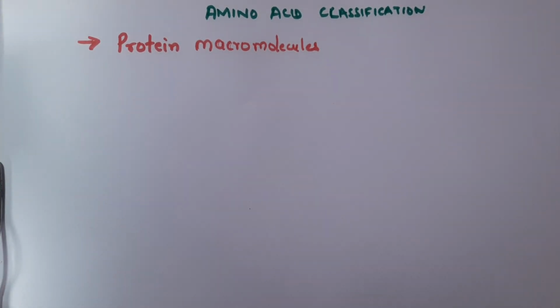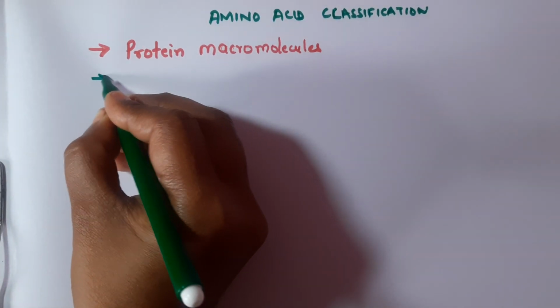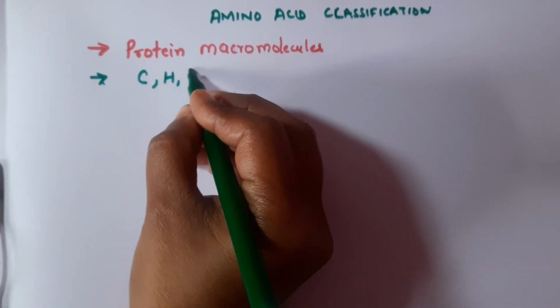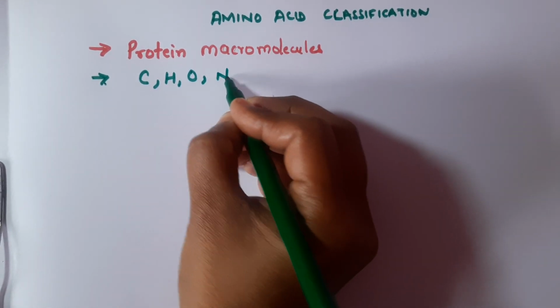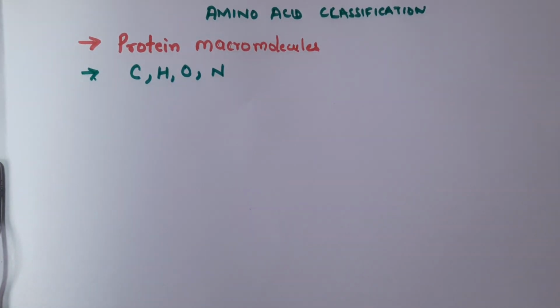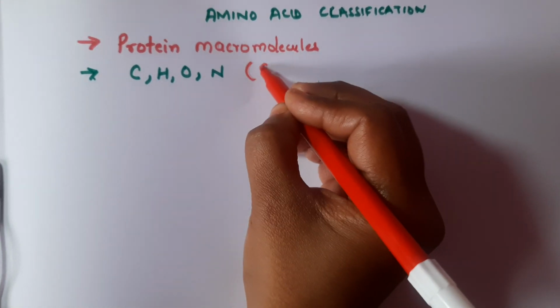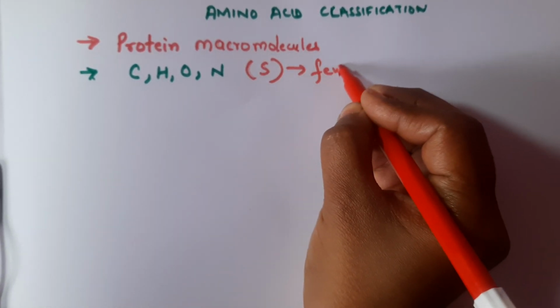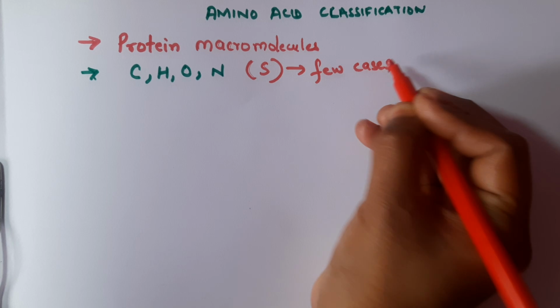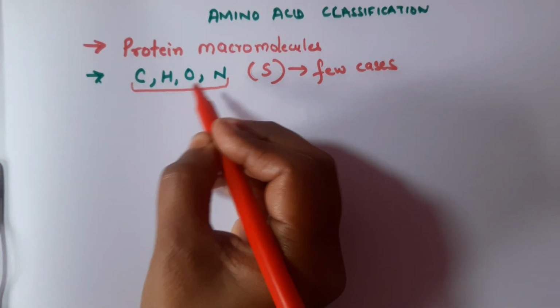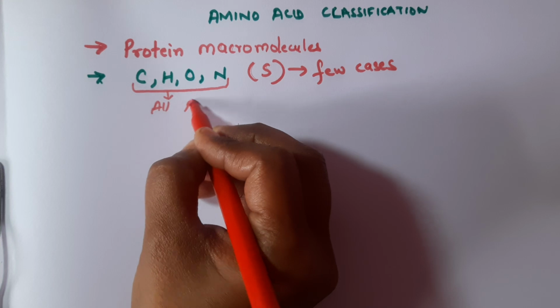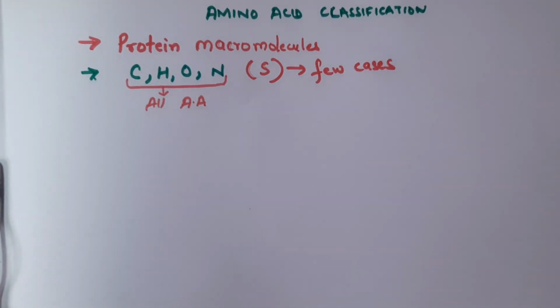The second is that they are made up of carbon, hydrogen, oxygen and nitrogen. In few cases we have the sulfur also. But this is, remember, in few cases only, and this is in all amino acids. All amino acids.